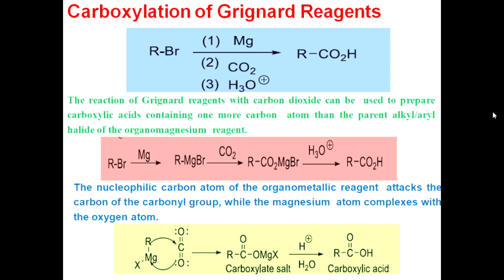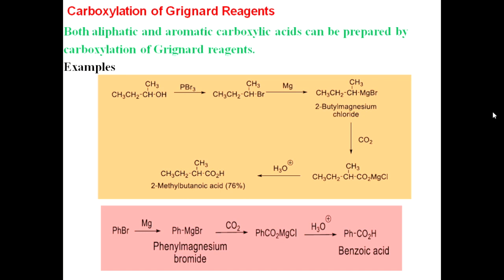If you see the reaction of Grignard reagent with carbon dioxide, it is an addition reaction at one of the carbon-oxygen double bonds, and we will get a carboxylate salt of magnesium. This further undergoes hydrolysis as it is a salt. It will undergo hydrolysis and will give the carboxylic acid as a product.